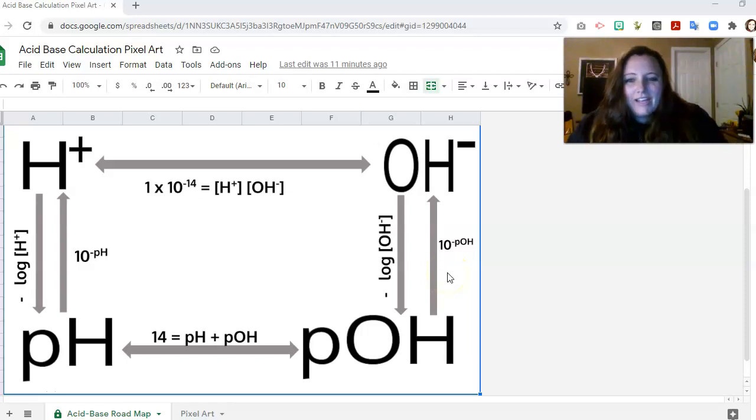All right, hi guys. So today's activity I hope is pretty fun for you guys. It's a very interactive roadmap to understanding how the concentration of hydrogens and the concentration of hydroxides will also help you calculate pH and pOH.